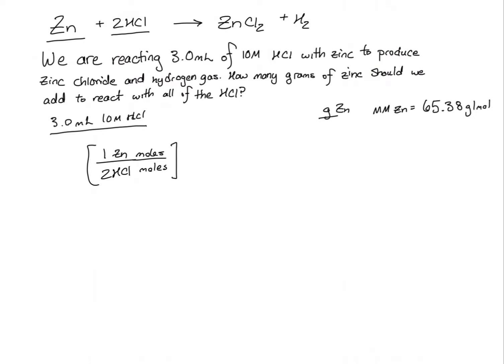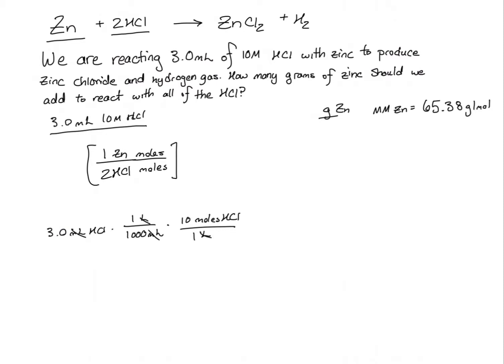So let's set up our equation. We have 3 milliliters of hydrochloric acid. Well, we have molarity in moles per liter, as you know, so we're going to need to convert that to liters. So we're going to take 1 liter over 1,000 milliliters to cancel out milliliters. Then we've got our molarity, which is 10 moles hydrochloric acid per liter, so we can cancel out liters.